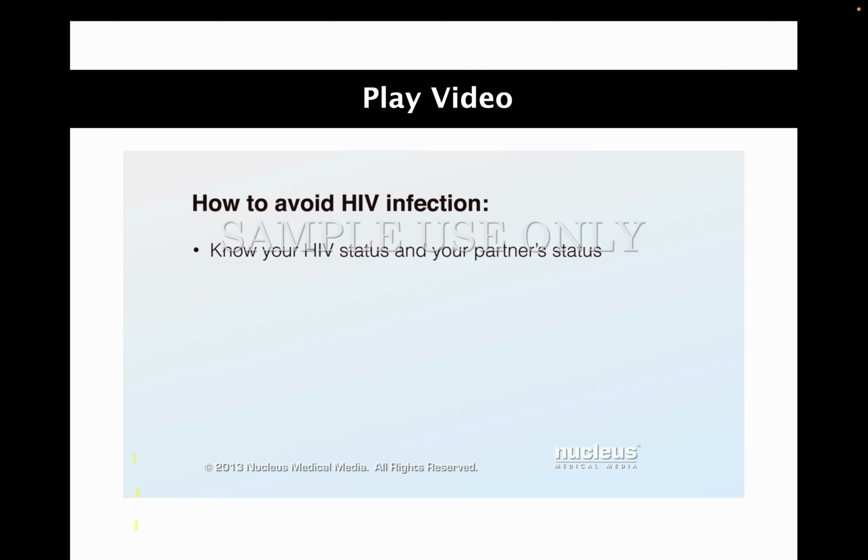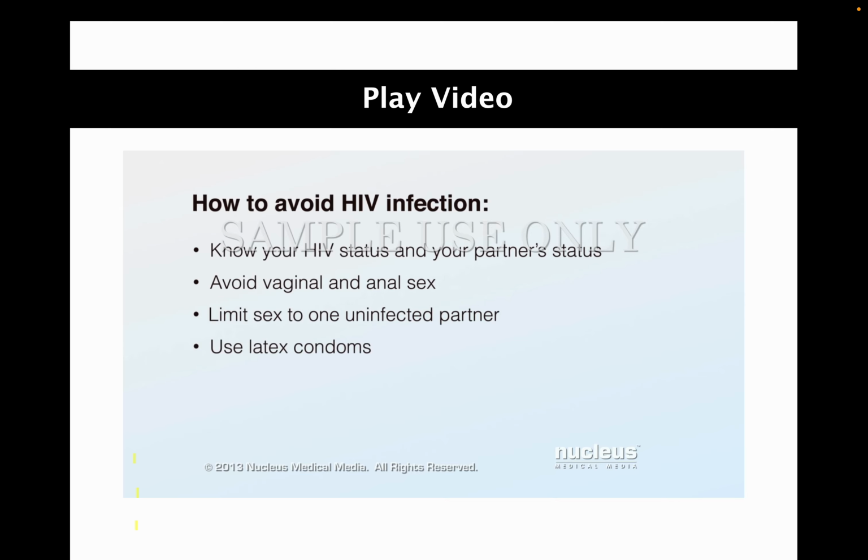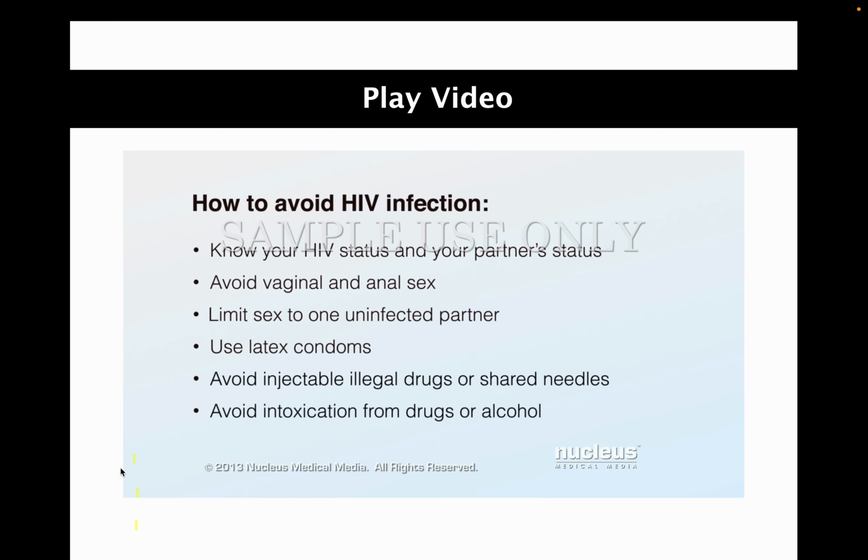The most effective way to prevent HIV infection is to avoid vaginal and anal sex. When engaging in sexual activity, you will be less likely to contract HIV if you only have sex with one uninfected partner or use latex condoms for protection. Avoid using injectable illegal drugs or sharing drug needles because the needles may have the virus on them. Avoid intoxication from drugs or alcohol because you will be more likely to engage in unsafe sexual behavior.